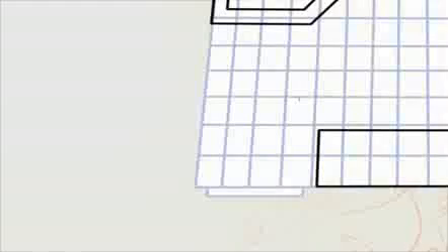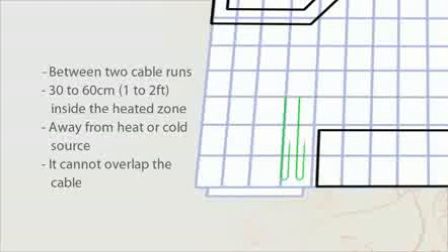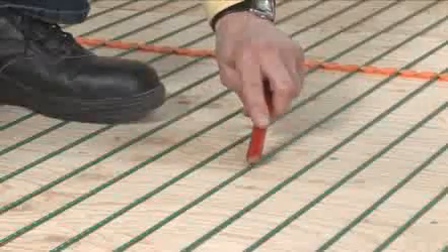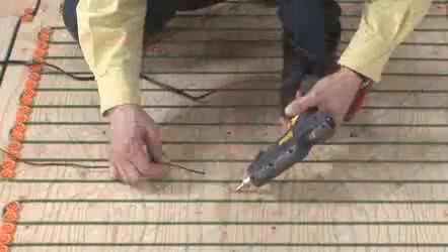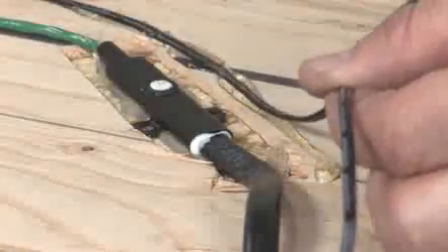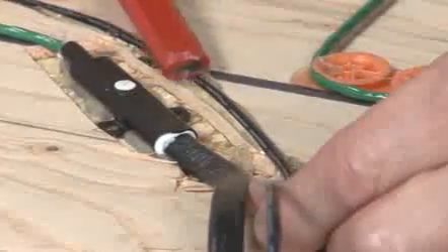Let's install the thermostat probe. The probe must be located between 2 cable runs from 30 to 60 centimeters or 1 to 2 feet inside the heating zone, but away from any other source of heat or cold, such as direct exposure to sunlight or a cold water pipe. The probe cannot overlap the heating cable. Determine the appropriate location and glue the probe to the floor. Glue the probe wire to the floor up to the wall.